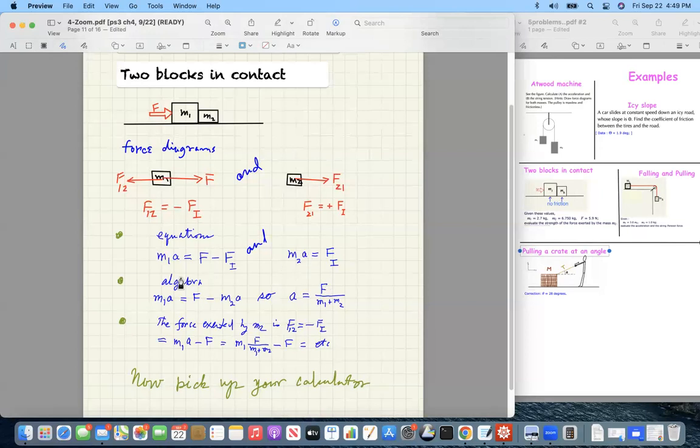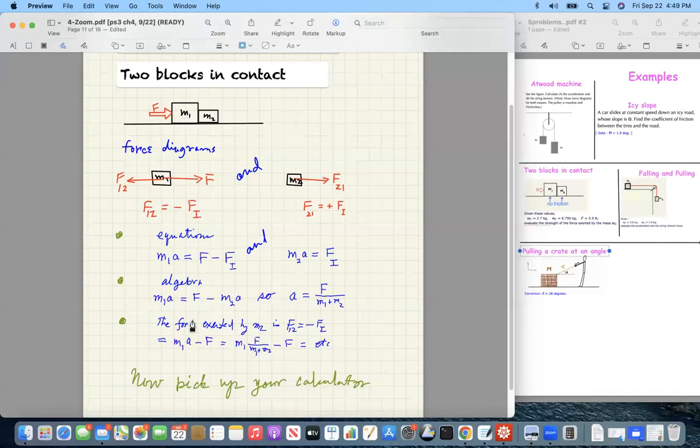You substitute one of the equations into the other one. So let's start with this equation. M1A is F minus Fi, but let's substitute for Fi M2A, because that has to also be true. And now if I move all the accelerations to the left-hand side, divide through by M1 plus M2, I can find what the acceleration is. It's F over M1 plus M2, where F is the force of the person pushing on block M1.